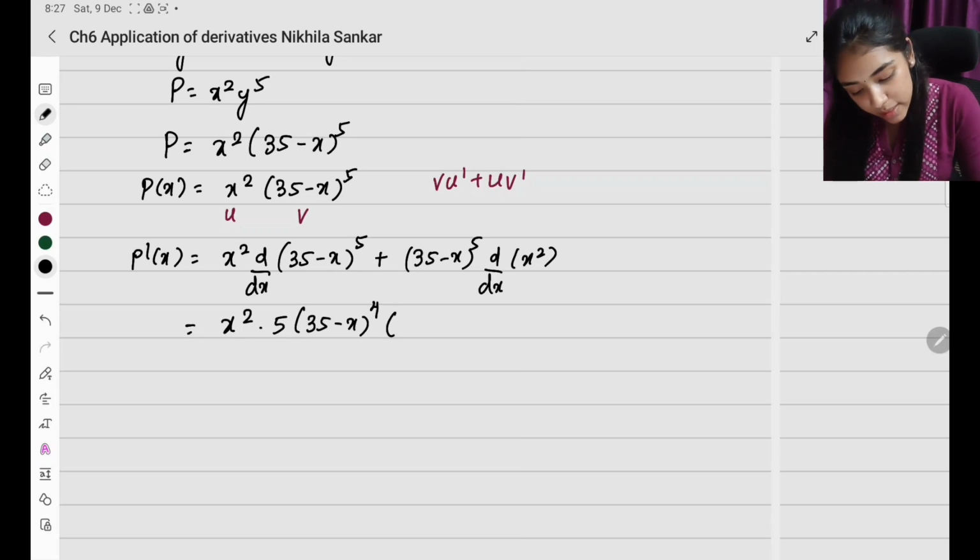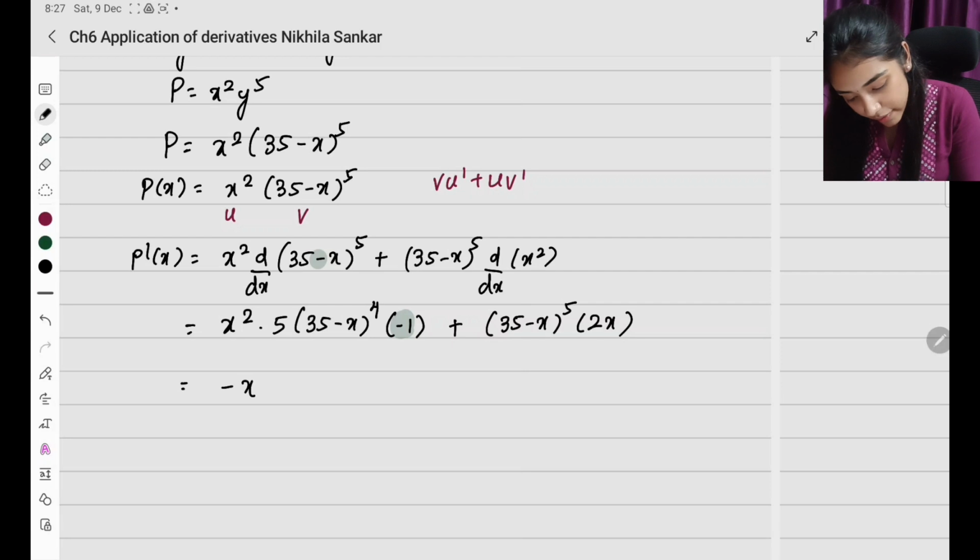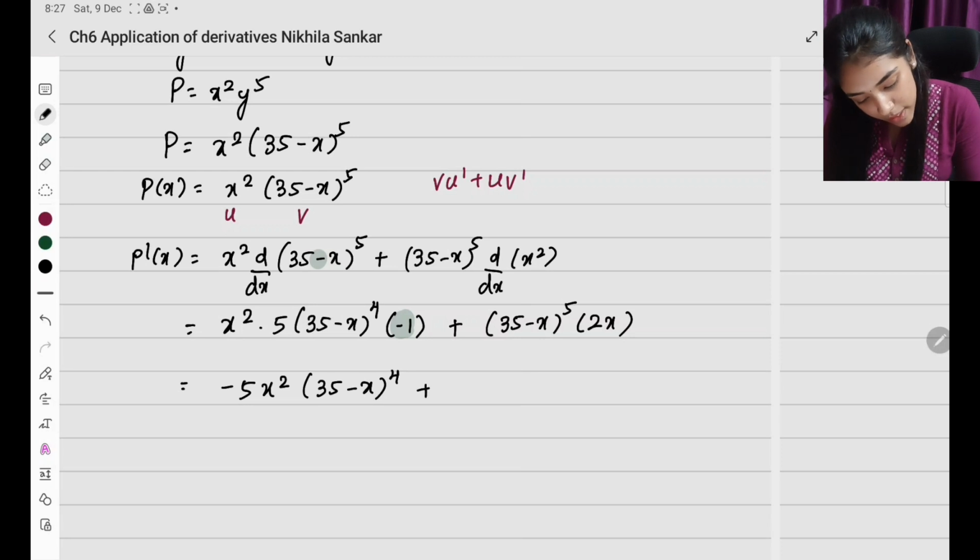But what is inside? Minus x. So I have to multiply by minus 1. Okay, remember there is a minus x, so minus 1. Plus this term is going to be (35 minus x) the whole power 5. D by dx of x square is going to be 2x. Now I have minus 5x square times (35 minus x) the whole power 4 plus (35 minus x) the whole power 5 times 2x.